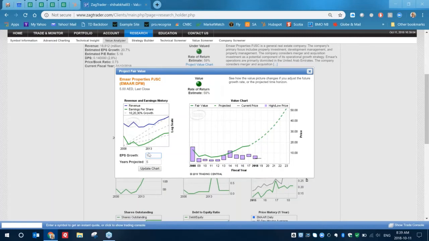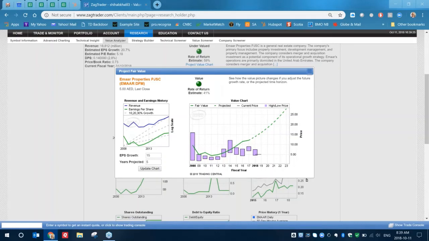Let's update the chart based on that new assumption. And even at that reduced assumption of 15% EPS growth, we still find ourselves quite significantly undervalued. In fact, we'd look at a fair value of around $12 or $13. So this one looks actually well under the fair value, even with a reduced assumption of growth.